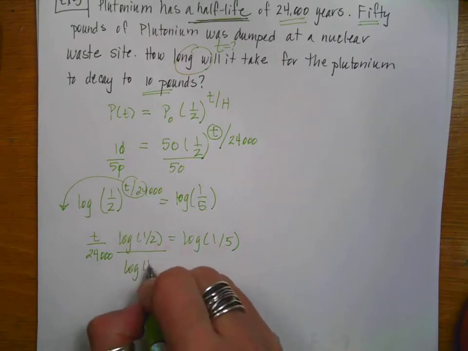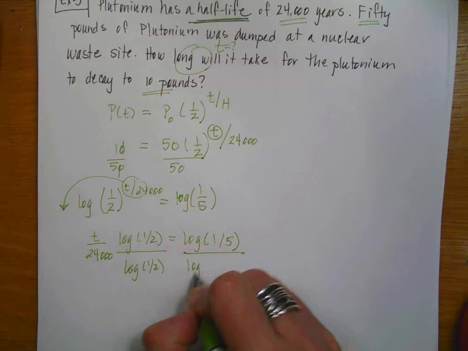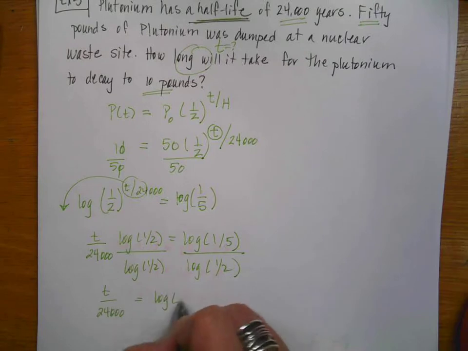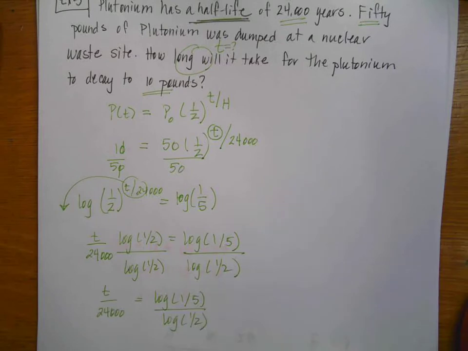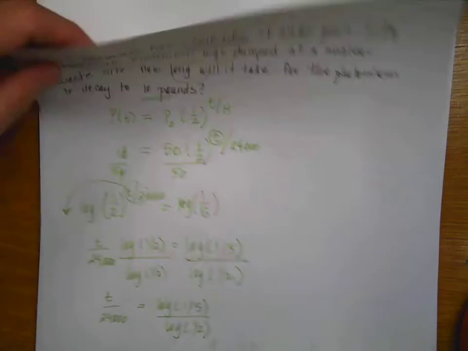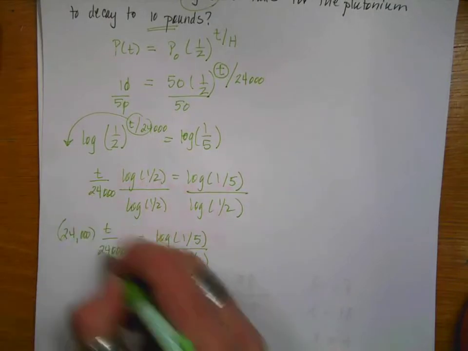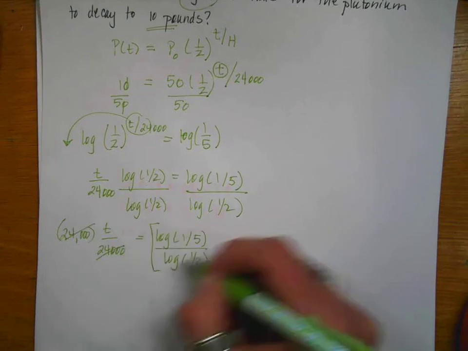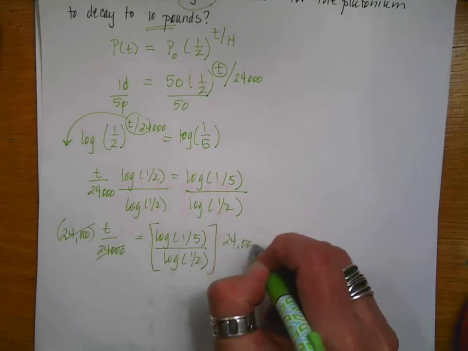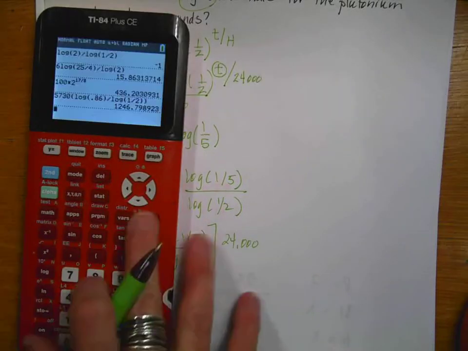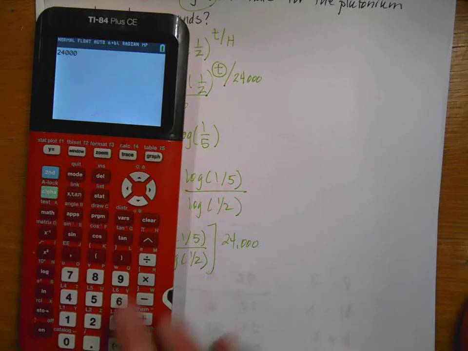Okay? The goal is to solve for time, so I'm going to divide both sides of the equation by the log of 1/2 divided by the log of 1/2. And so now I get time divided by 24,000 is equal to the log of 1 divided by 5 divided by the log of 1/2. Now I'm going to multiply both sides of the equation by 24,000 so that this cancels out. And that means I need to multiply by the same thing on this side. And now I'm going to push buttons on my calculator, so I'm going to do that math for you.